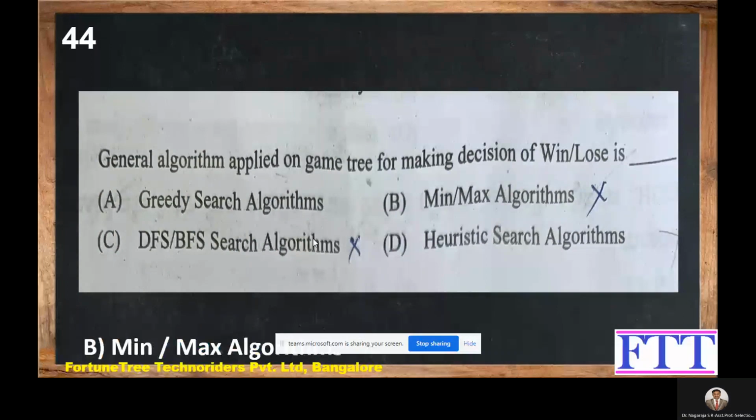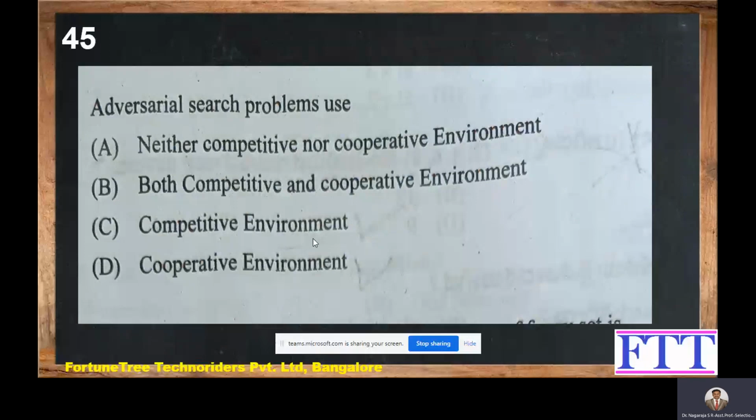45. So adversarial search problems use option A, neither competitive nor cooperative environment. Option B, both competitive and cooperative environment. Option C, competitive environment. Option D, cooperative environment. So the right option, the answer is option C, competitive environment.